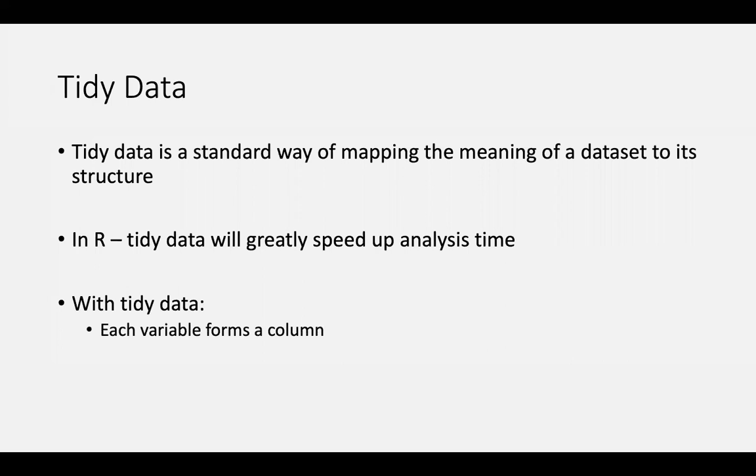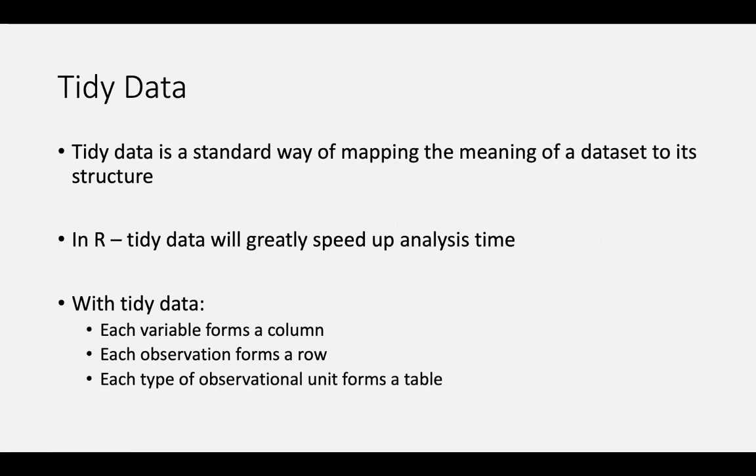Okay, so there's three criteria for tidy data. Finally, I've been talking about this since we started, and now I'm going to define it. And this is, of course, via Hadley Wickham. So with tidy data, each variable forms a column. Each observation forms a row. And then each type of observational unit forms a table. In other words, an observation is in a tabular format, okay?